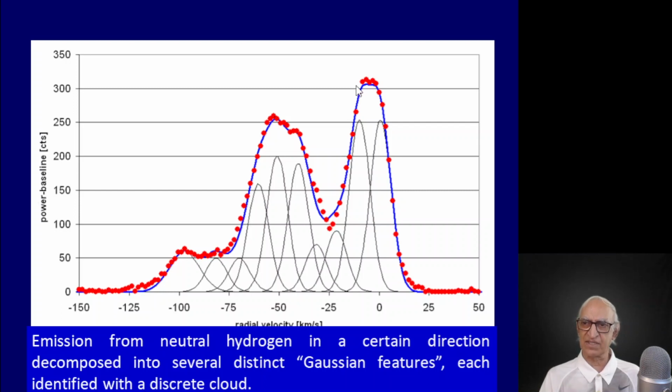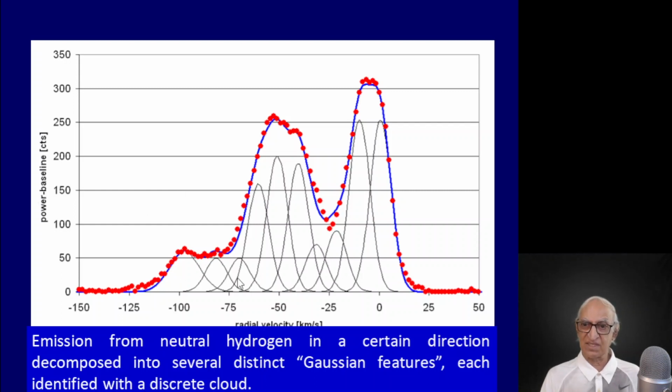These red dots are the data. Now what a radio astronomer does is to decompose this data using a computer, in the old days a calculator, and fit it to a set of Gaussians that are shown here. 1, 2, 3, 4, 5, 6, 7, 8, 9 Gaussians. Therefore this observed emission profile has been fit to 9 Gaussians. That means there are 9 discrete hydrogen clouds which are responsible for this emission. And these hydrogen clouds are moving at different velocities, and therefore the emission comes at different frequencies.